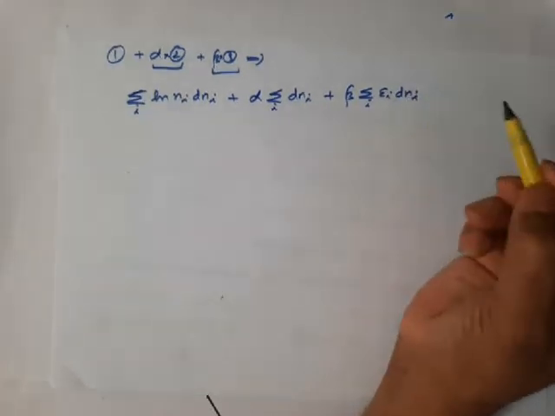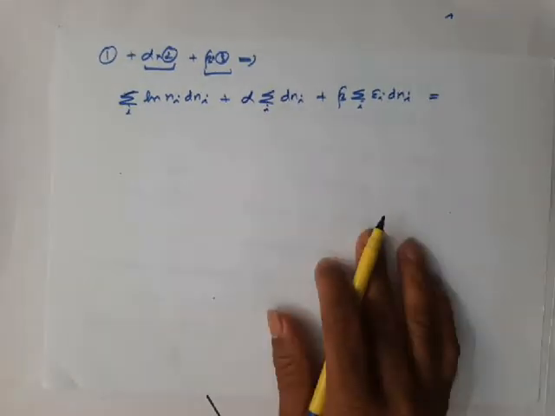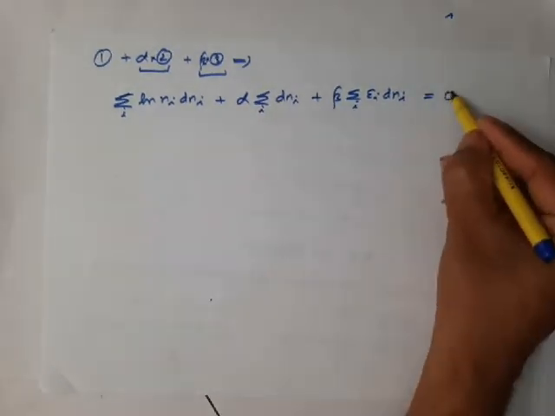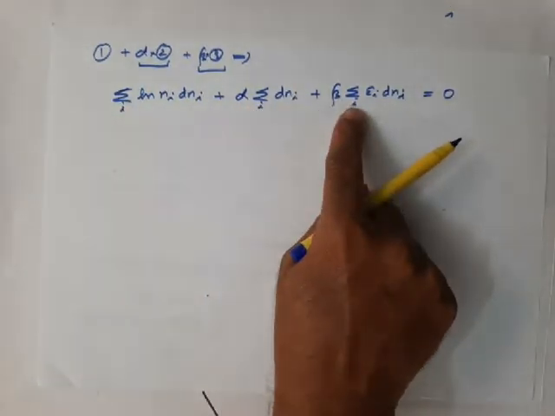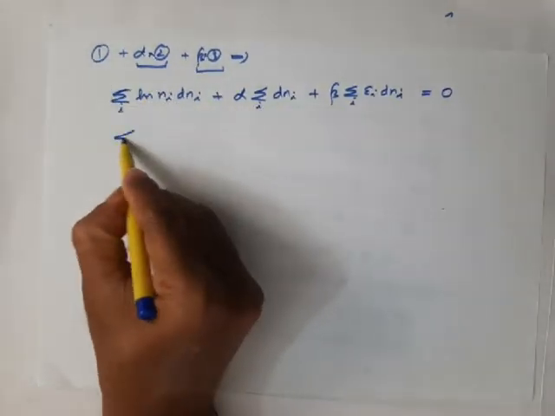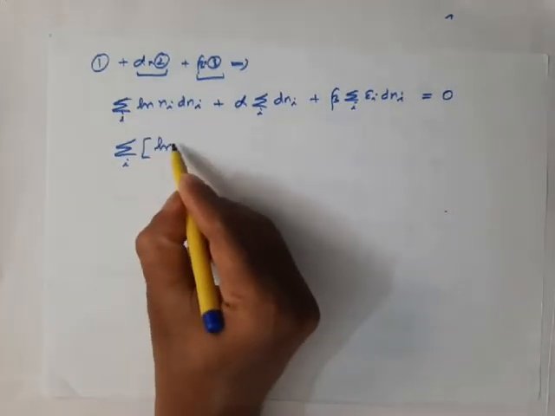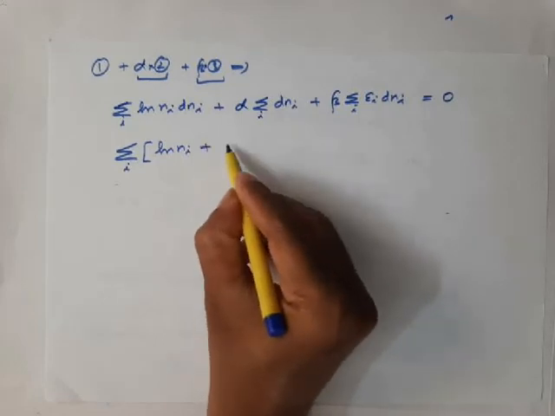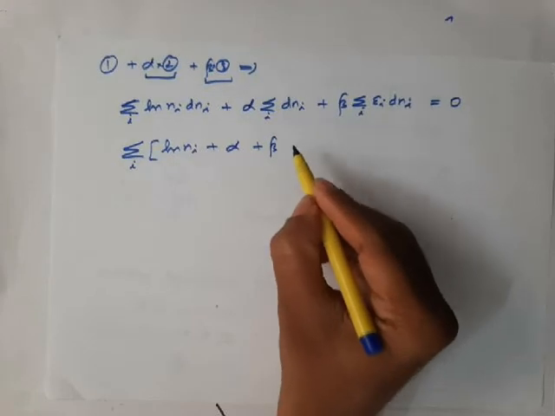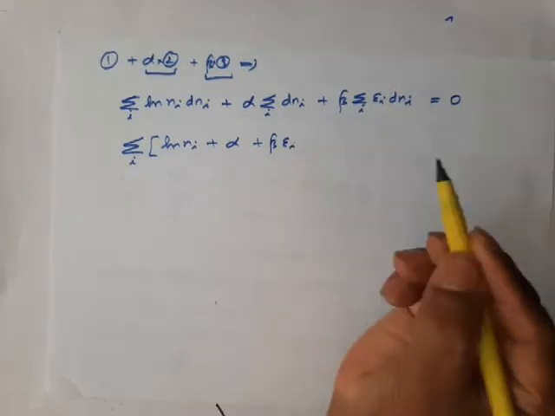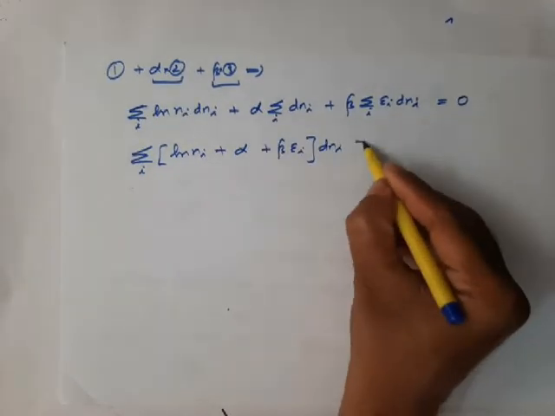This is equation number 3, and that's summation. In all these equations, right hand sides are 0, so if I sum up, I will get 0 only. In all these 3 terms I have summation, so I will take summation as common. So I will get ln Ni here plus alpha here plus here I will get beta into Ei, and I will take dNi common and keep it in the right hand side equal to 0.